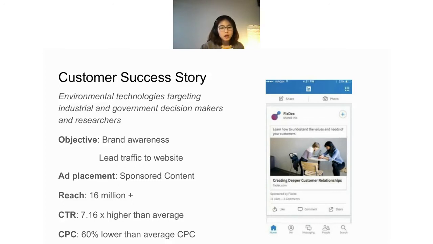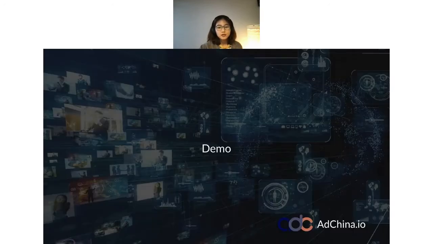This campaign reached more than 16 million people and achieved more than 6 times higher than the average CTR, and also 60% lower than the average CPC. Because of the reason that Broad mentioned before, good content also always leads to a better result. And that's all from me. Let's head to Henrik for the demo.